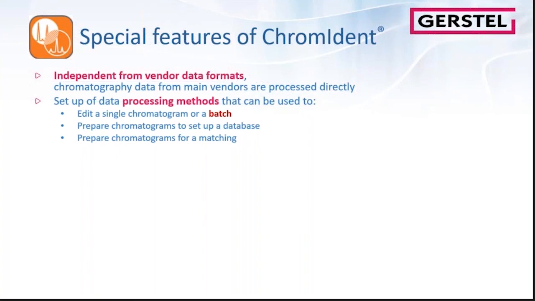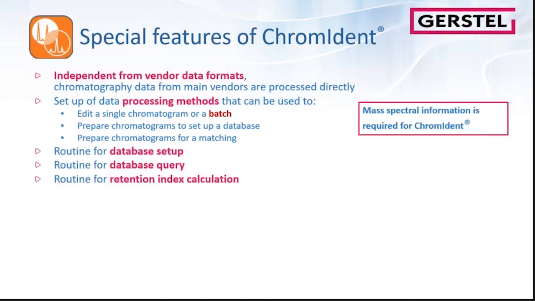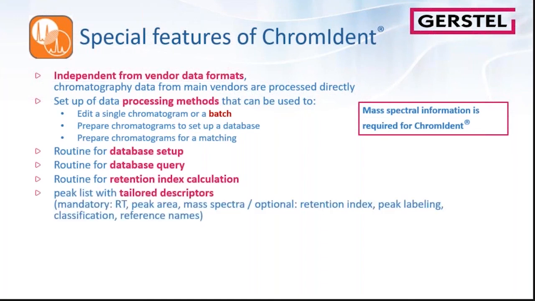We need to manipulate chromatograms, so we need to integrate peaks. We need to do retention calculations and retention index calculation. And this can be done in methods, and all the steps can be processed in one method and can be done on single chromatograms or in batches. In the software, there are routines for database setups and database queries, and there's also a routine for this retention index calculation. I want to point out here, we always need mass spectra. So FID data cannot be processed with ChromIdent.